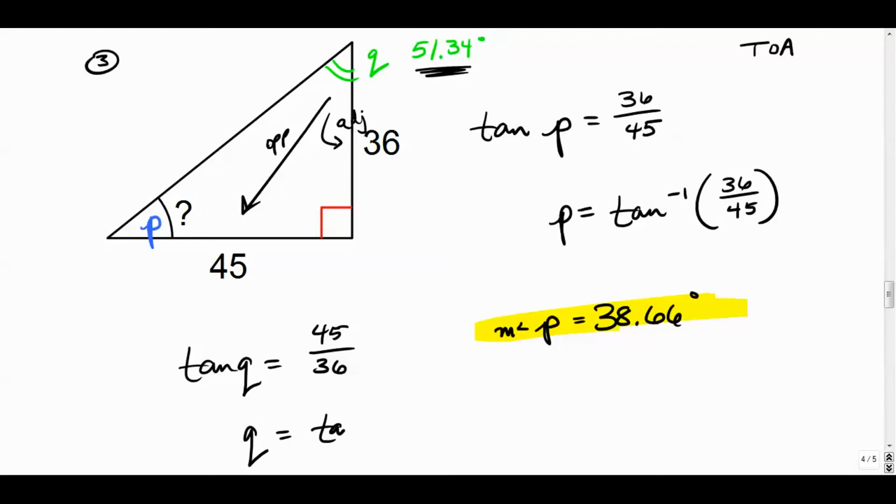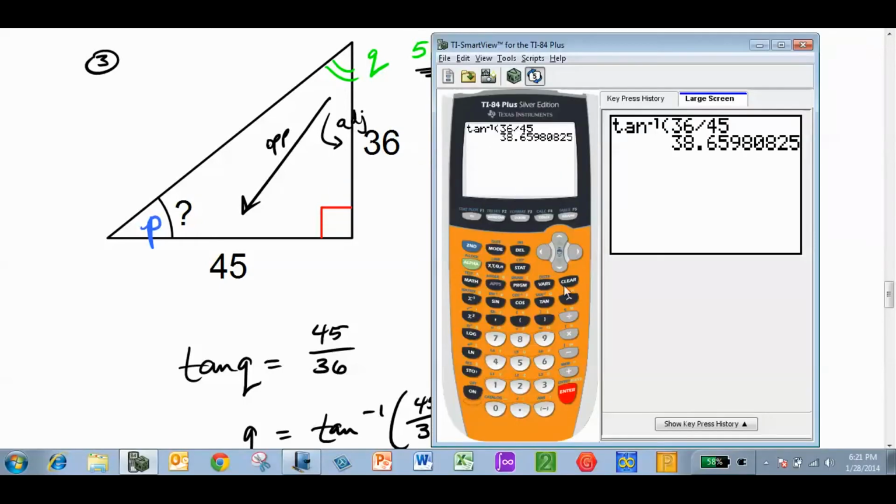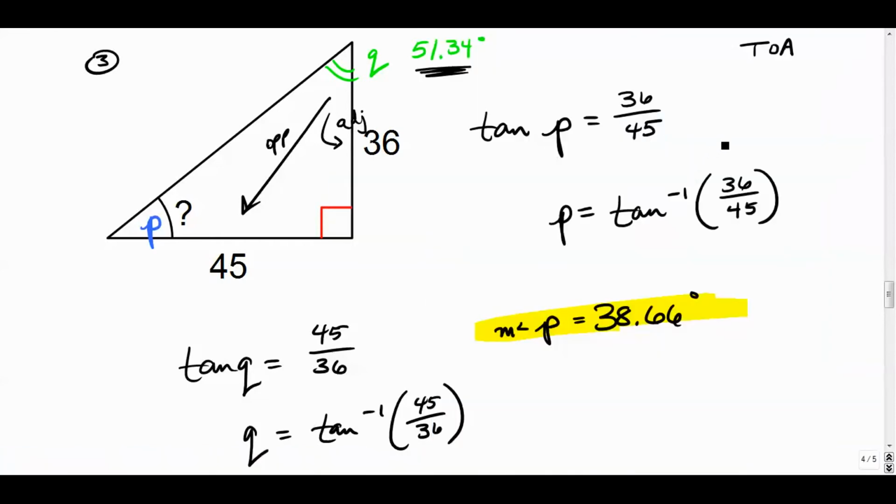So inverse tangent of 45 over 36 should give us 51.34. Let's check. Inverse tangent 45 over 36. 51.34. Yep. And these two numbers are complements. They add up to 90 degrees, which makes sense because this is 90 degrees, and the whole thing should add up to 180. So everything checks out.